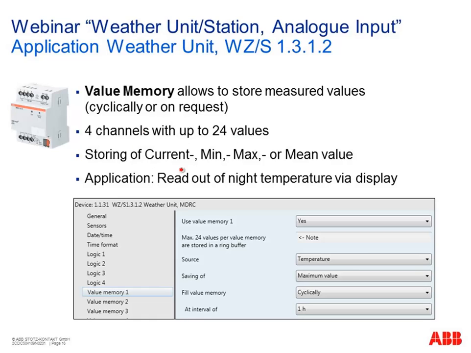It's possible to store the current value at that time where you would like to store it, or the minimum or maximum value or the mean value of the period back to the last storage. So for example, 1 hour is your cycle, and then it will take maybe the mean value of the last hour and will store it here. Yeah. So it's a simple but nice option to read out some historical data out of the weather unit. For example, here the night temperature you would like to observe, and what you need is nothing else but a display.